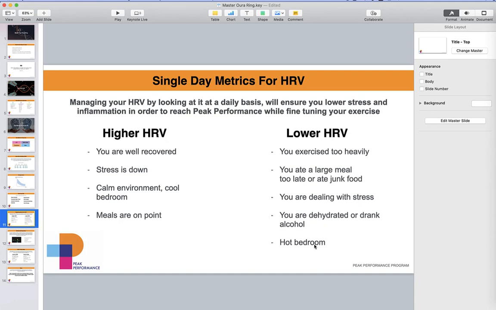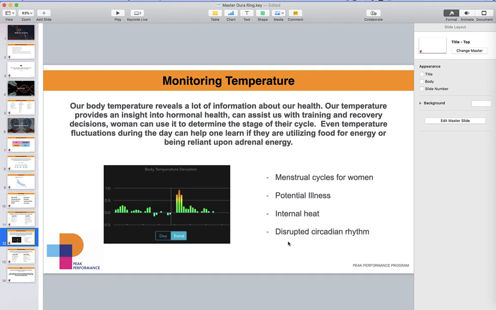Or you might have a hot bedroom. For some of you guys who live in a mild climate where AC isn't required or necessary, that's where I live. I live in Seattle, Washington, so it's very rare to have a house that has AC because our summers don't get too hot. But when you do have those random hot days, the hot bedroom can really offset your HRV and your nervous system. And monitoring temperature. Our body temperature reveals a lot of information about our health.